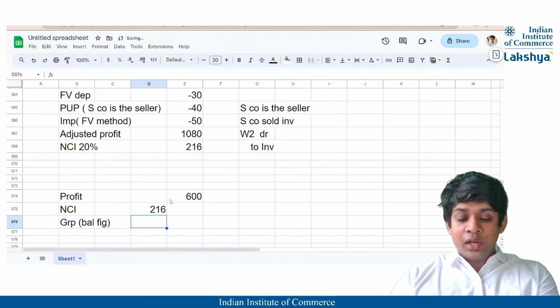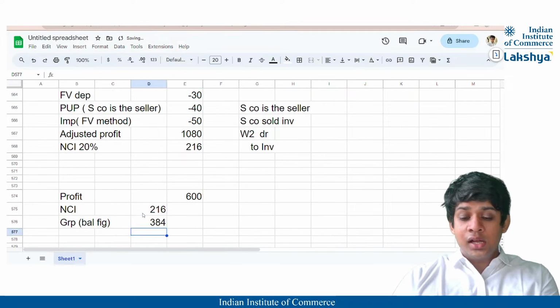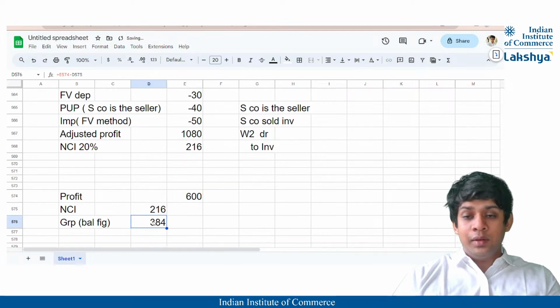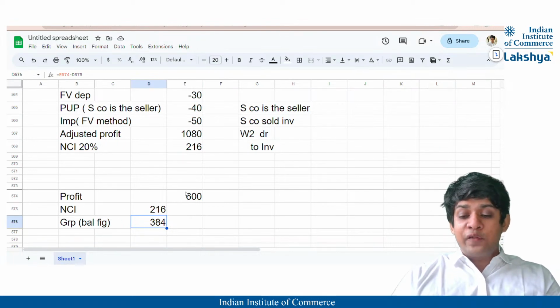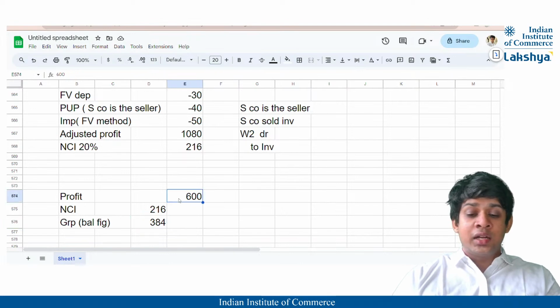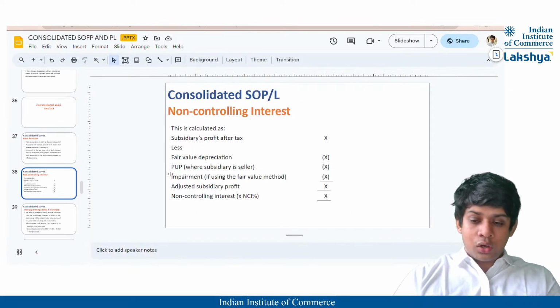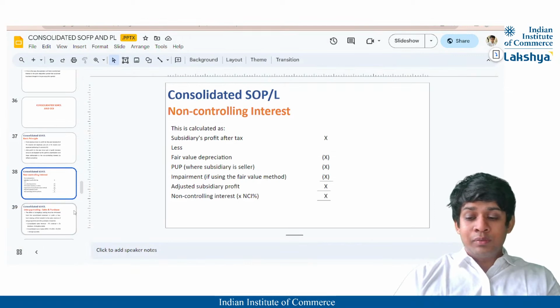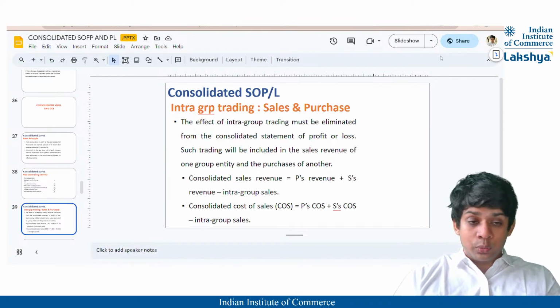So the complete profit is 600, out of which 216 is allocated to NCI and thus 384 will belong to the group. So that is how we are supposed to attribute the profit between the NCI and the group after we have calculated the consolidated profit for the year. Okay, so this is how we are supposed to make an adjustment. I mean, this is how we are supposed to calculate the working note too.